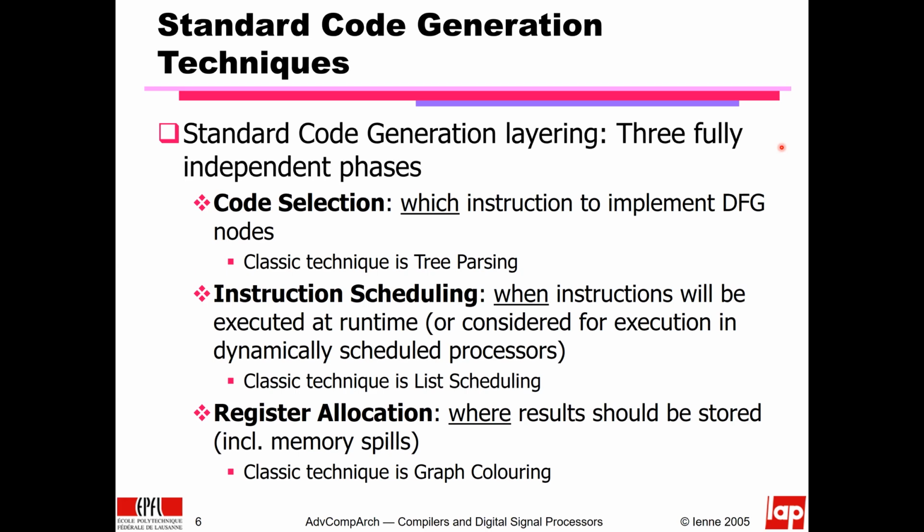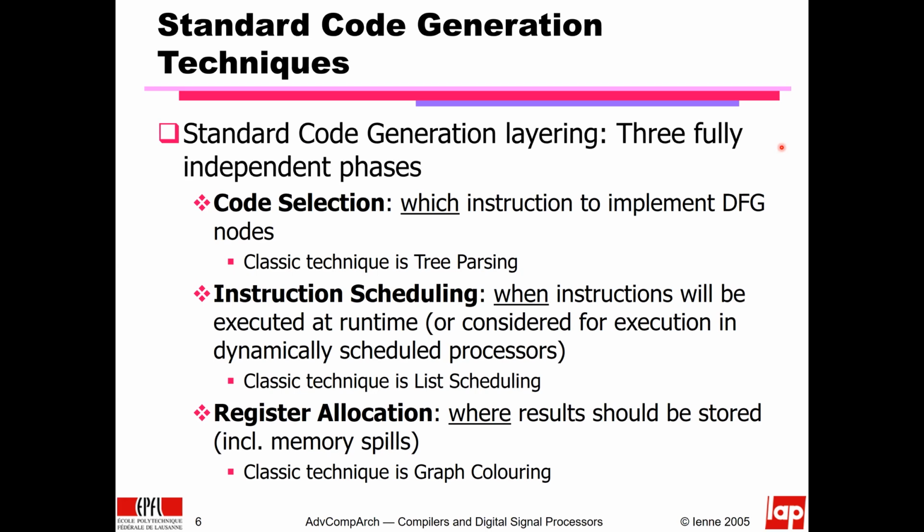The second problem is instruction scheduling. We know very much about scheduling because it has been one of the big topics of the first part of this course. But so the problem is when to place an instruction in the executable. For VLIWs, we have seen it is much more than that. It is exactly when they will be executed at runtime. In a dynamically scheduled processor, since there will be yet another scheduling that will happen later in hardware, it is actually when they will be fetched and therefore considered for execution.